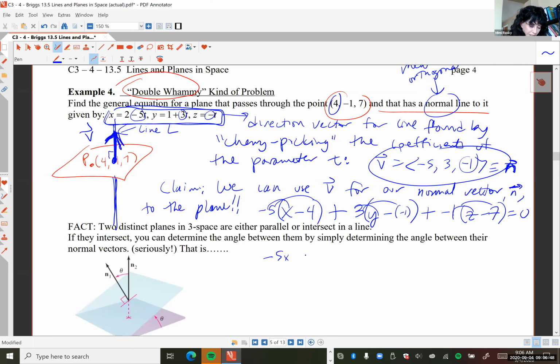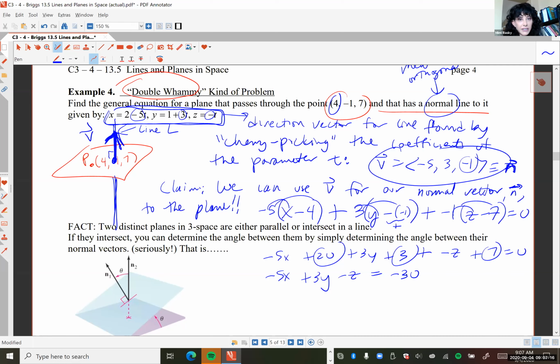So you're going to have -5x plus 20 plus 3y, and this is really a plus because y minus -1 is y plus 1. So that's going to be, after distributing, 3y plus 3, and then you're going to have plus -z plus 7 equals 0. Then get all the variables on one side and add up all the constant terms, and I get 30, and then move them to the other side by subtracting 30, and you're done.